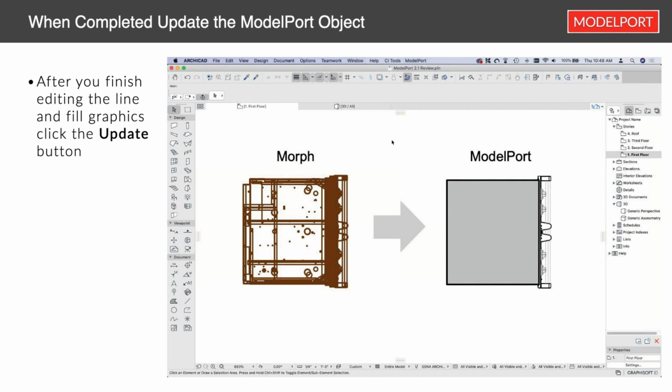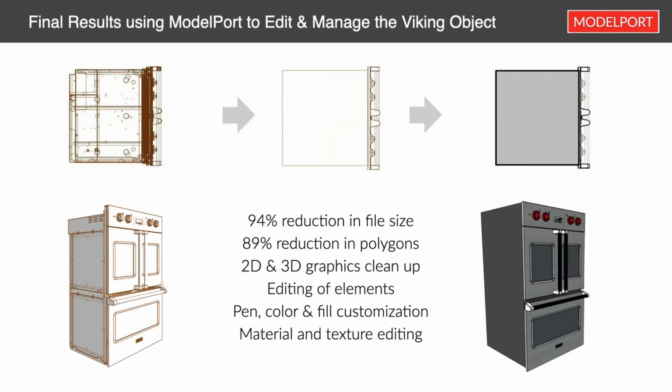Another important part to ModelPort is the ability to manage the file size. Now, this file, as I mentioned, came in originally at 45 megabytes. So a large file, and there can be even larger files out there that we downloaded from Vicking as well, and of course from other manufacturers. So what ModelPort is doing in the back end is it's actually applying a compression to these objects when they come in, assuming that you have the save mode set to ModelPort.